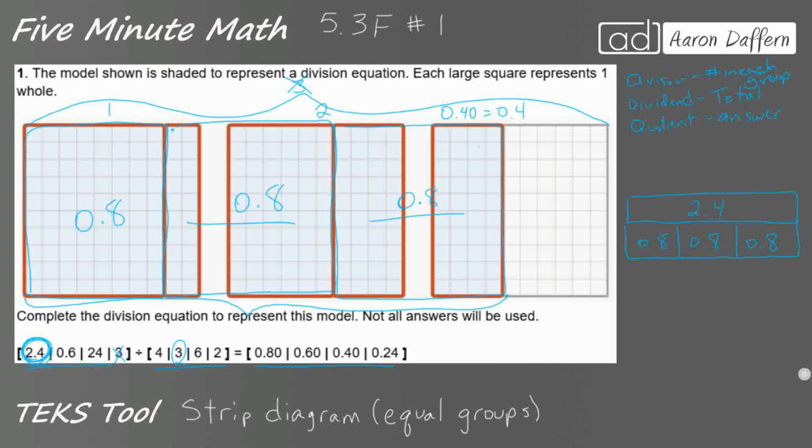So that's our representation, right? Instead of the number in each group, this is the number of groups. The divisor can be one or the other. So that's going to be three groups, and then we're going to get 0.8. They don't have a 0.8, but they do have a 0.80 because those are the same thing. So that is going to be our answer.